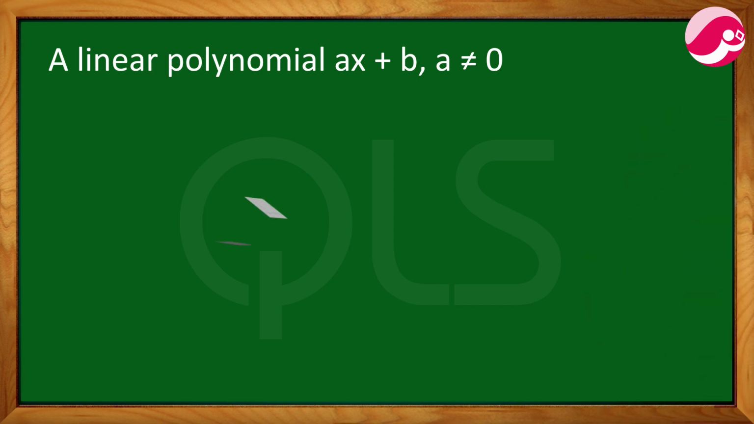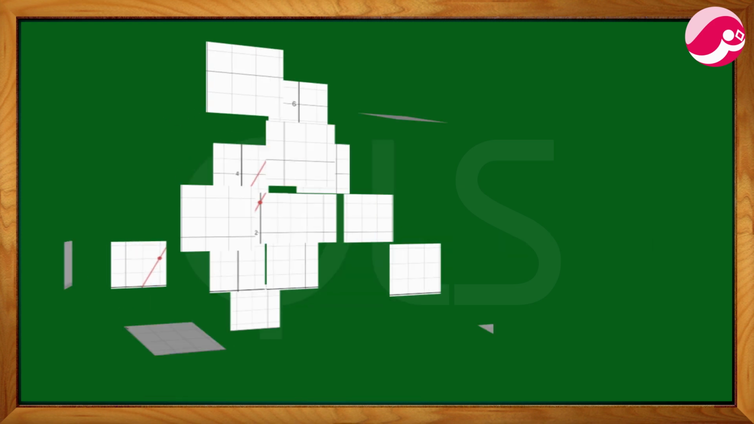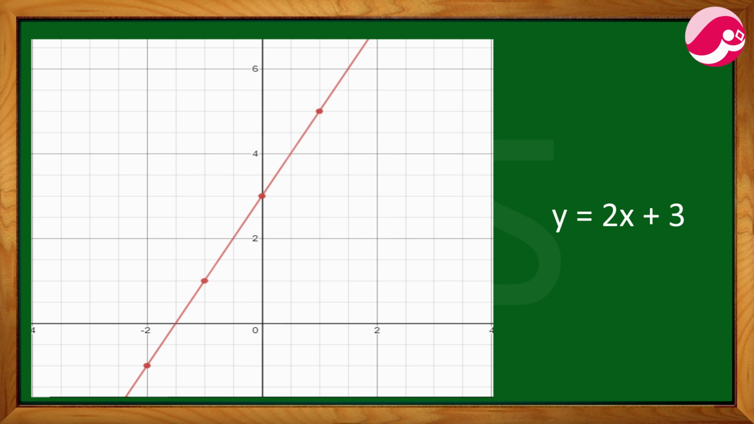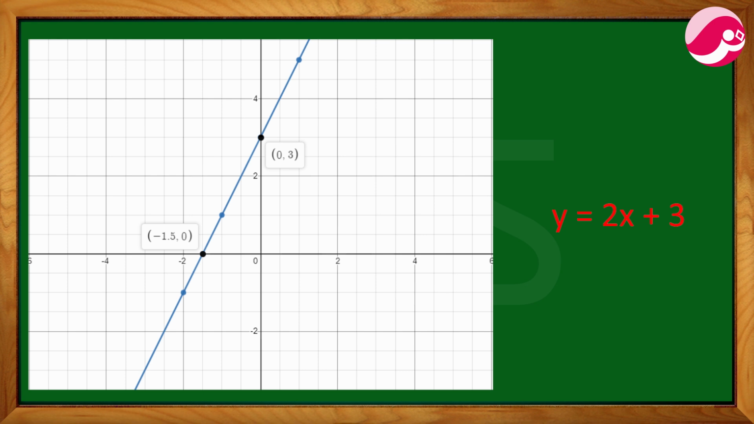You have studied in class 9 that the graph of y = ax + b is a straight line. For example, the graph of y = 2x + 3 is a straight line passing through the points (-2, -1) and (2, 7). The graph of y = 2x + 3 intersects the x-axis midway between x = -1 and x = -2, that is at the point (-3/2, 0). You also know that the zero of 2x + 3 is -3/2.